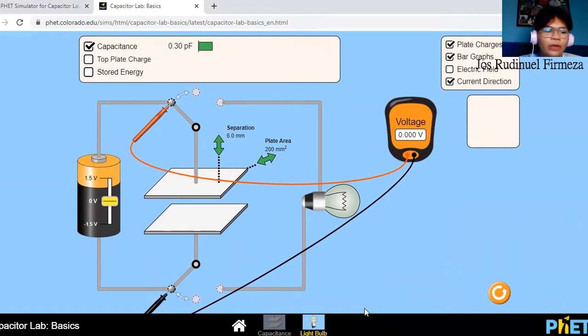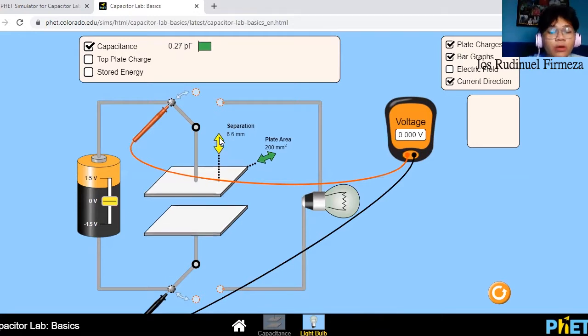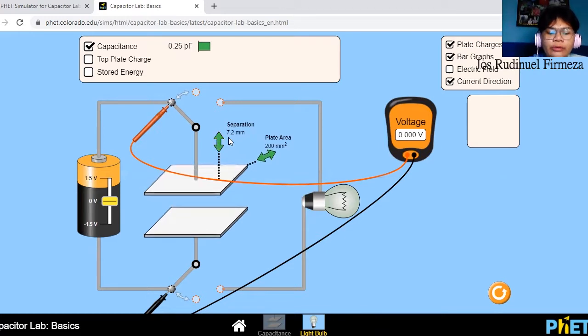In table number 1, where the distance is held constant, the group members should discuss what distance they will be using in the whole experiment. After the group has decided, move the plates closer to each other or away from each other until they reach the distance that was discussed by the group. Note the area of plates should be in an increasing manner from trials 1 to 5.